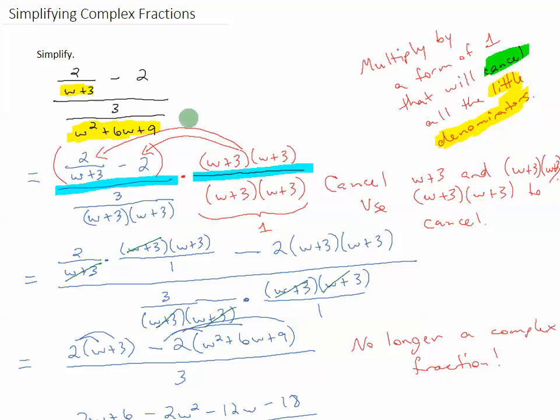One thing that students forget a lot of times is, before you try to figure out what's going to cancel everything, make sure to factor any denominators. It's much easier to see what's going to cancel if you factor the denominators first. So in this case, we factor w squared plus 6w plus 9.